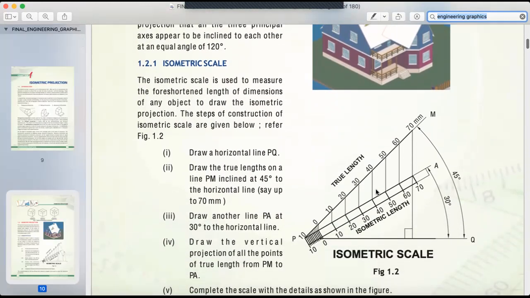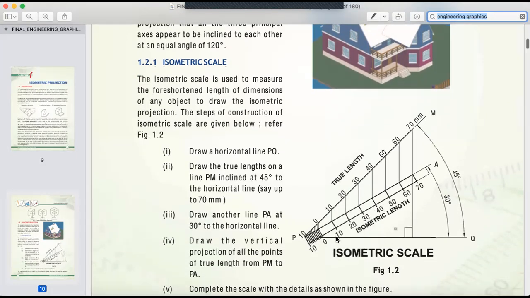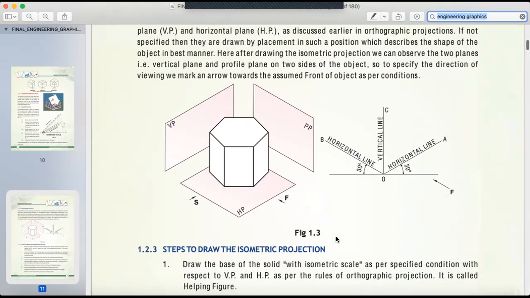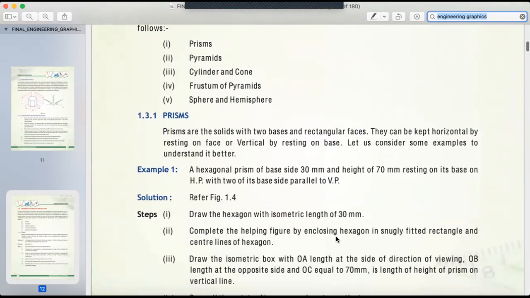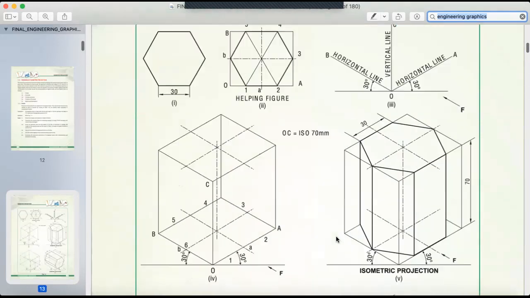I will take only the Viva question over here. So in this, they may ask you to show the isometric scale. So you should know how to draw the scale, 30-degree, 45-degree, and what we write, true length and isometric length, that you should know. After that, here there is not much. I don't think they will ask you much in this topic.